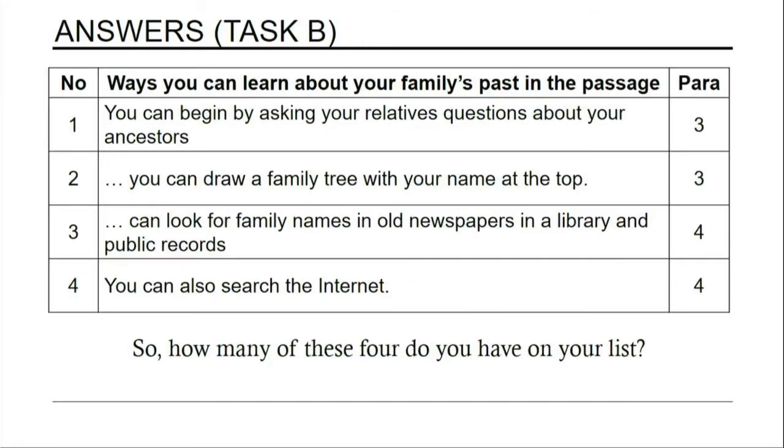Now here's the list of ways you can find in the passage. The first one is you can begin by asking your relatives questions about your ancestors, which can be found in paragraph 3. Second one is you can draw a family tree with your name at the top, which is also found in paragraph 3. The third one is you can look for family names in old newspapers in a library and public records, which is found in paragraph 4. And the last one is you can also search the internet, found in paragraph 4 as well. Now, how many of these 4 do you have on your list?